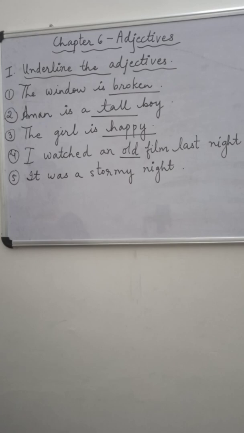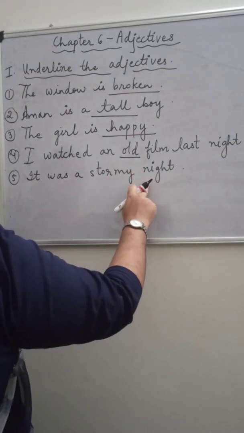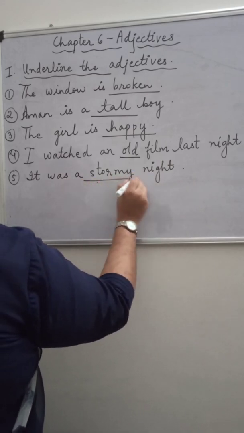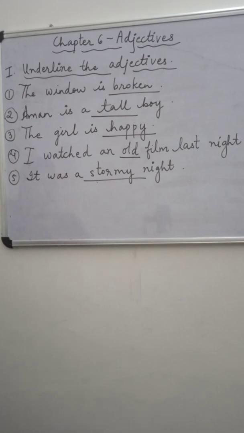Fifth one, it was a stormy night. So now night is a noun and how was the night? Night is described as stormy. So stormy will be an adjective.